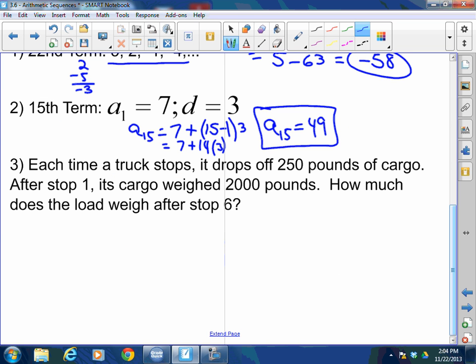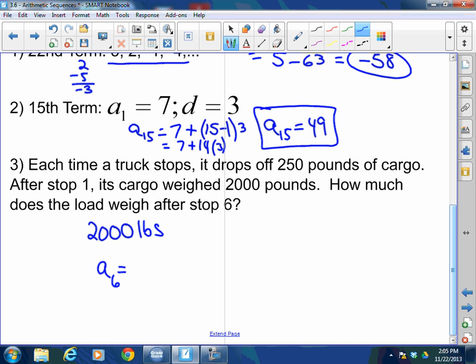Each time a truck stops, it drops off 250 pounds of cargo. After the first stop, its cargo weighs 2,000 pounds. So that's what we're starting with, 2,000 pounds. Okay? How much does the load weigh after stop number 6? So let's think about this. I want to find the value of the sixth stop.